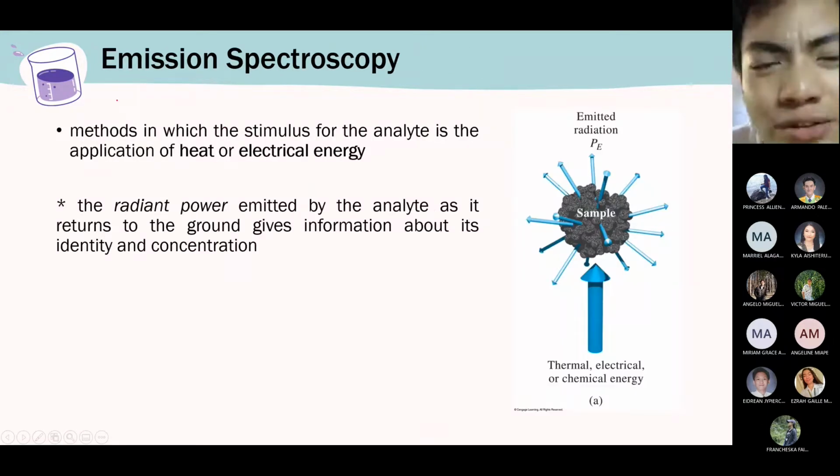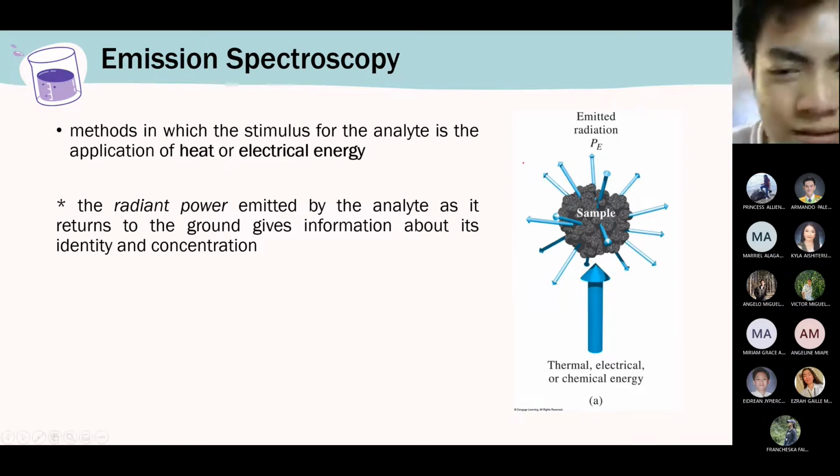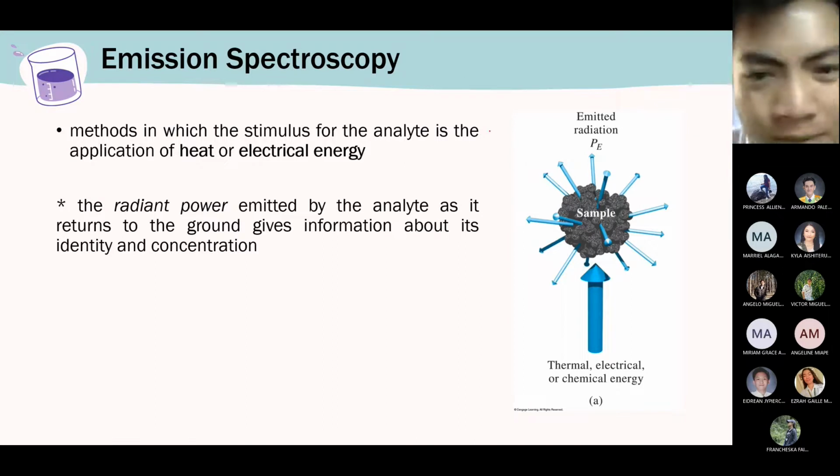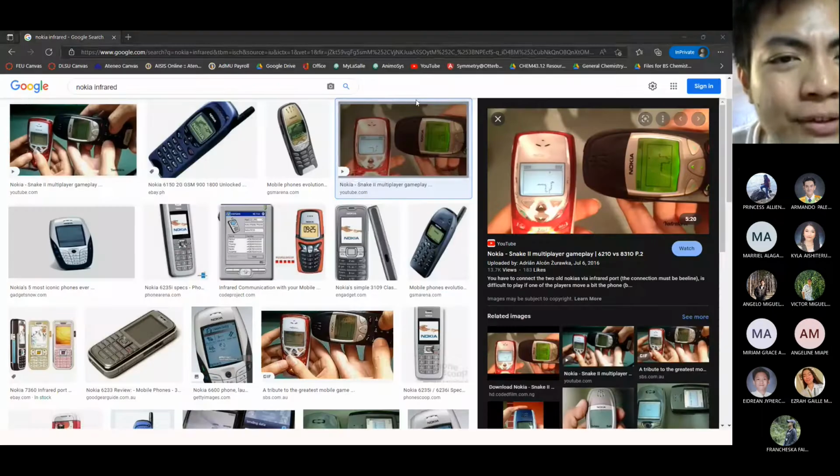First one is the emission spectroscopy. What happens in emission spectroscopy is that, let's say you have your matter here, you will introduce energy into it so that it will emit light. For example, our flame test. Maybe you are familiar with the flame test.